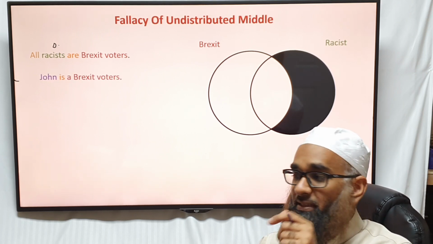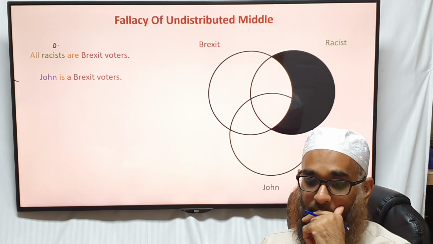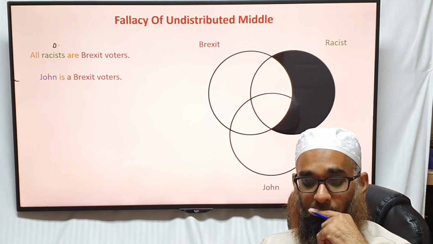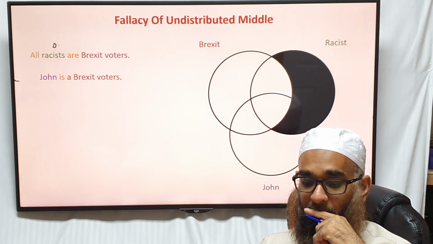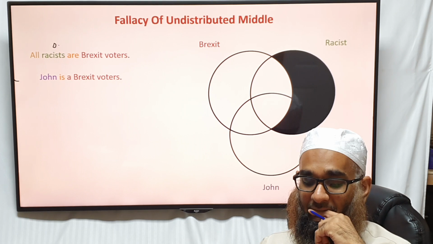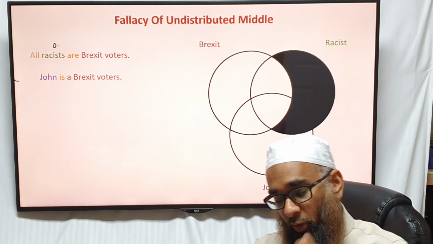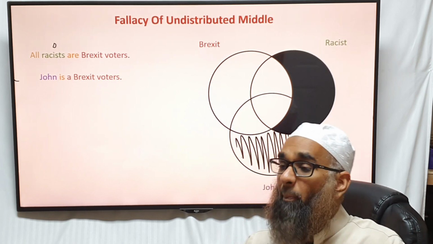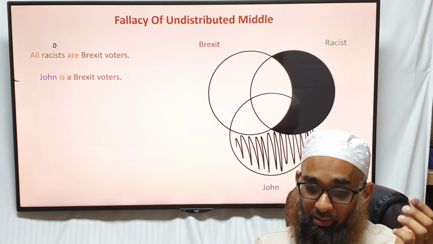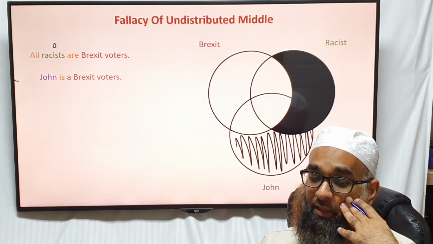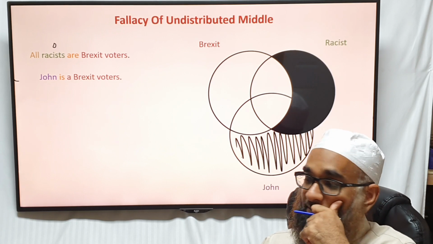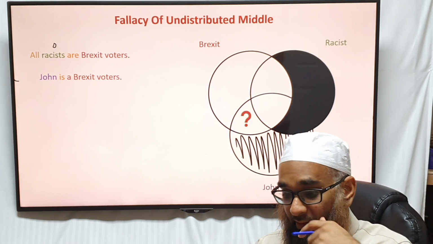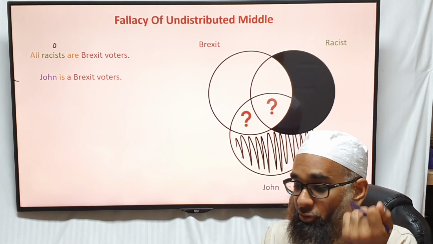Now, say John is a Brexit voter, we have John. So all of John is a Brexit voter, which means no John is non-Brexit. Correct? Now, can we conclude that John is racist? No. We can't conclude that, because he could fall here, he could fall there. So you can't conclude anything with an undistributed middle term.